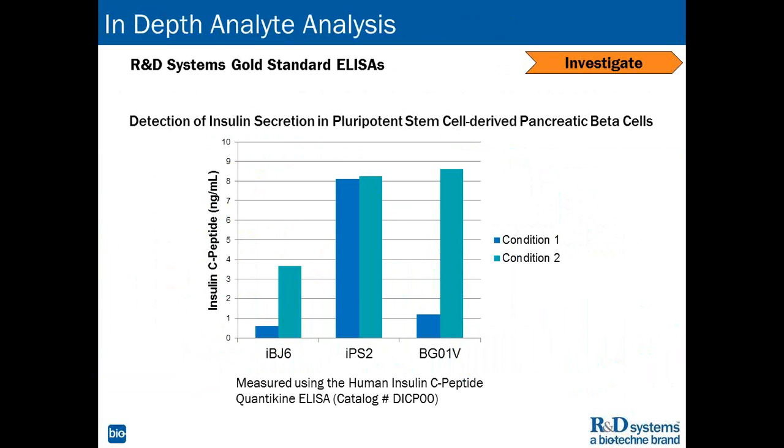Obviously, using Luminex is a great screening tool, but if you want to do more in-depth analyte analysis, ELISAs are the gold standard. In this example, you can see how ELISAs can also be a great tool for optimizing your differentiation protocols. Here we're looking at insulin secretion in pluripotent stem cell-derived pancreatic beta cells, and we've differentiated 2 different iPS lines as well as a human embryonic stem cell line using 2 different differentiation protocol strategies, condition 1 and condition 2, and we're able to look at how the levels of insulin secretion change depending on the protocol that we're using.